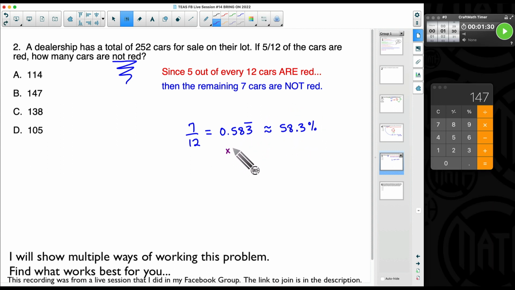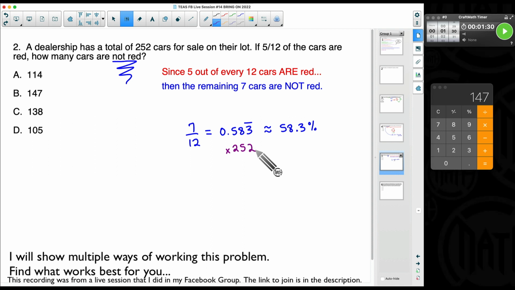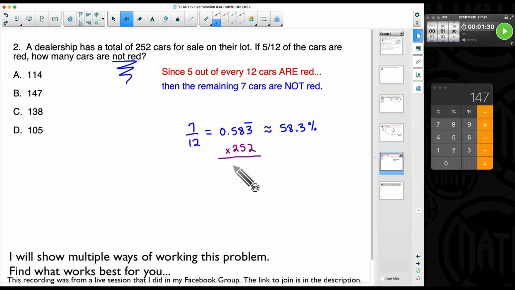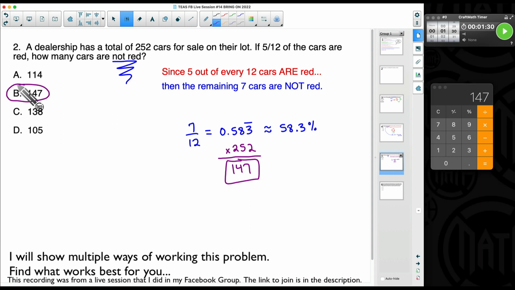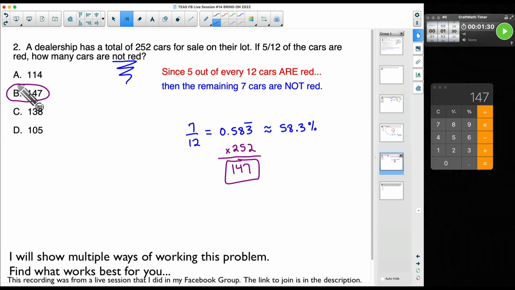We can multiply this by the total number of vehicles, or we can think of that as multiplying by the whole, and therefore we will get 147 cars that are not red. Same answer, but a different approach, a faster approach. But I do totally understand that can be hard to follow.